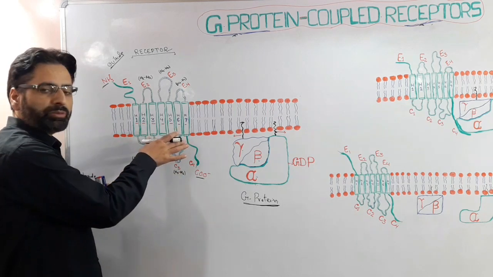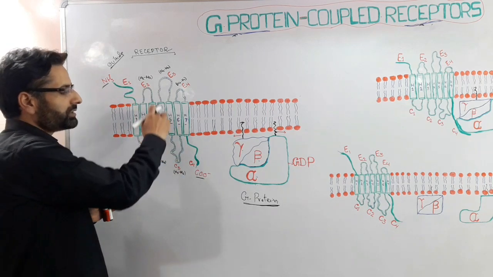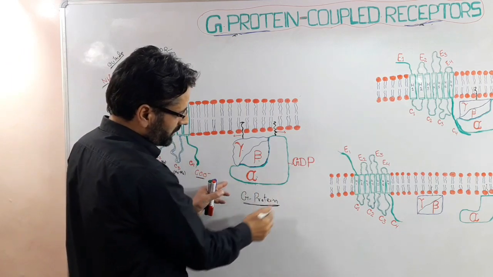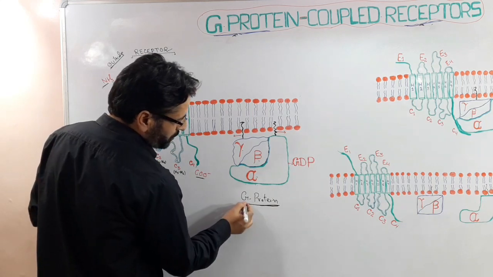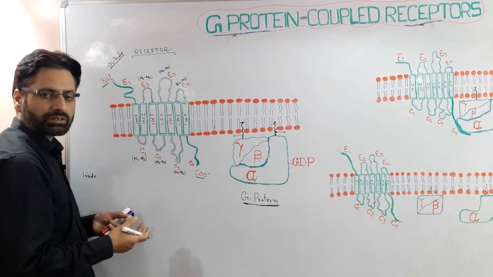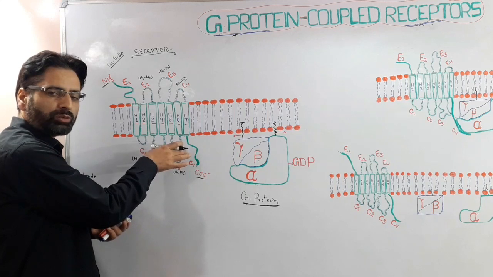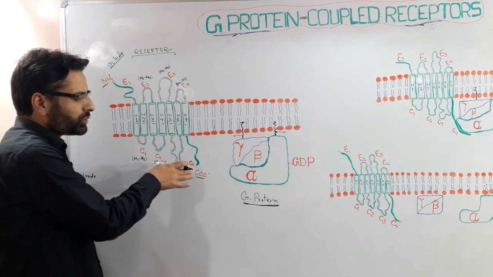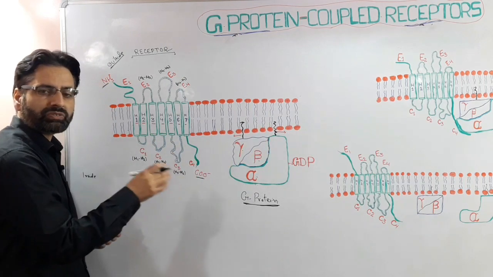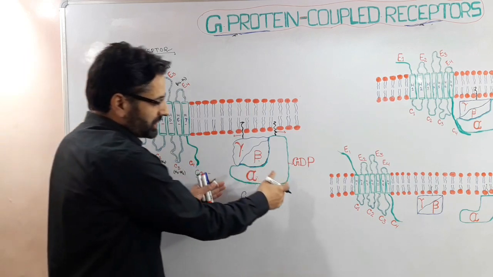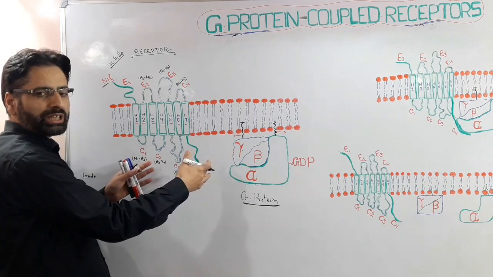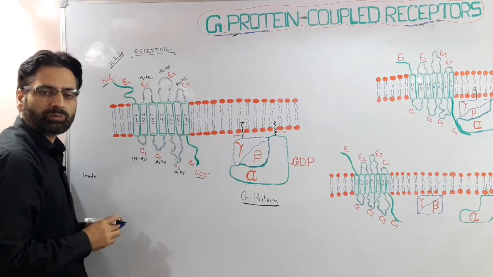Present on the plasma membrane, we have this transmembrane protein, and associated with this transmembrane protein, we have another protein complex that is called the G protein complex. This G protein complex acts as a transducer. It is recruited by this transmembrane protein to pass on the signal from this receptor to the effector molecules present within the cytoplasm. So we have this G protein complex and this transmembrane protein. Together these two protein complexes form the G protein coupled receptor.